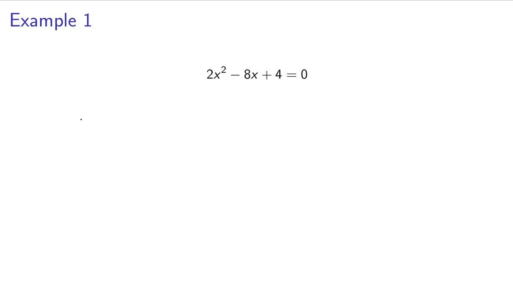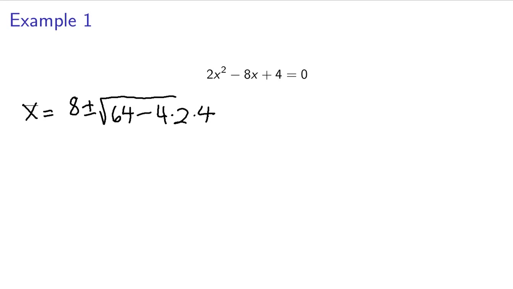So we have 2x squared minus 8x plus 4 equals 0. So I'll go ahead and jump straight into it. Say x equals negative b is going to be positive 8, plus or minus square root of b squared is going to be 64, because negative 8 squared is 64, minus 4 times a is 2, times c, which is 4, all over 2 times 2. 2 times a, because a is equal to 2.